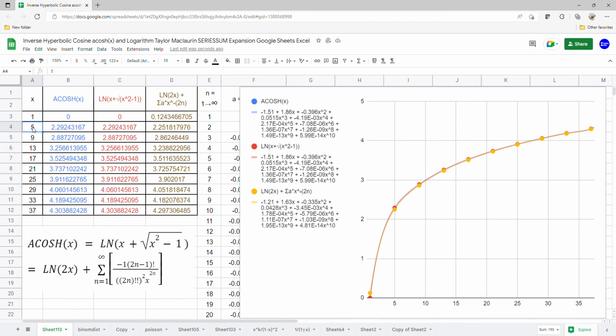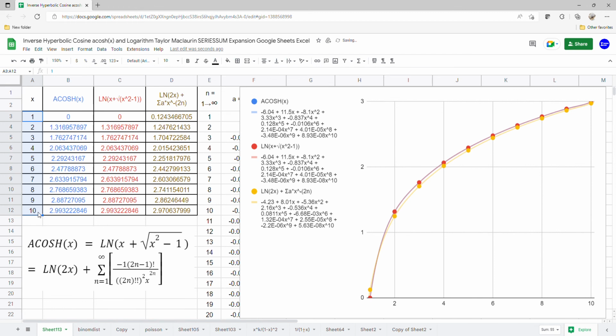But for smaller numbers, smaller range from 1 to 10, you will find some errors. This completes the use of the Taylor-Maclaurin series sum, the logarithm, and to show the trend line and polynomial of inverse hyperbolic cosine.